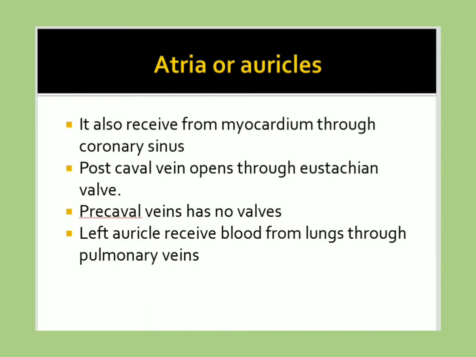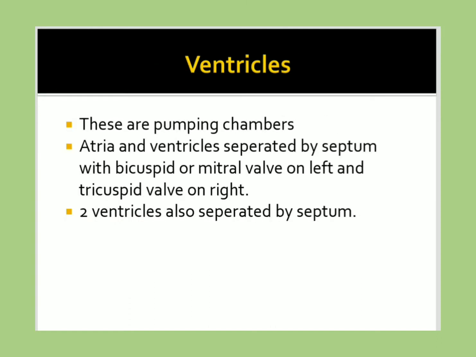The post caval vein opens through the Eustachian valve. The pre-caval vein has no valve. The left auricle receives blood from the lungs through the pulmonary veins, and the right auricle receives blood from different parts of the body through the caval veins, pre and post. Ventricles are the pumping chambers.